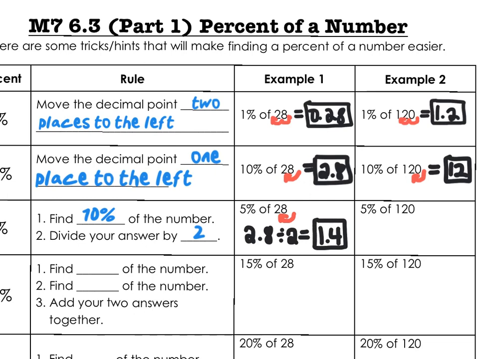Okay, and then 5% of 120. Okay, again, we're going to move the decimal point 1 place to the left. Okay, that's 10%, so 12 is 10%, but then we divide it by 2. 12 divided by 2 is 6. So 5% of 120 is 6.